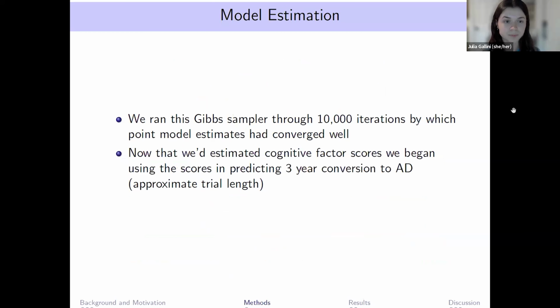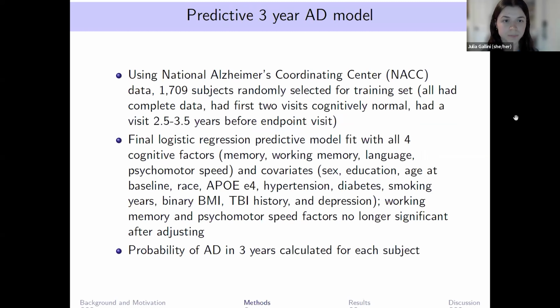Next slide. So we ran the Gibbs sampler through 10,000 iterations. At that point, our model estimates had converged well. So now that we'd estimated cognitive factor scores, or the alphas, in that model specification, we began to use these scores in predicting 3-year conversion to AD, and we picked 3 years since that's the approximate length of most of these clinical trials. Next slide.